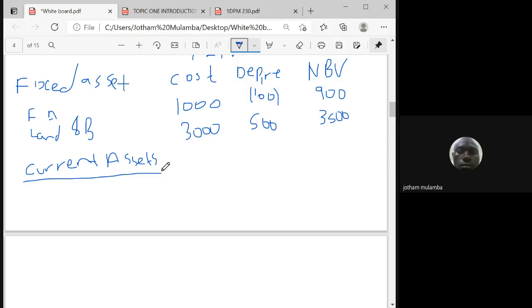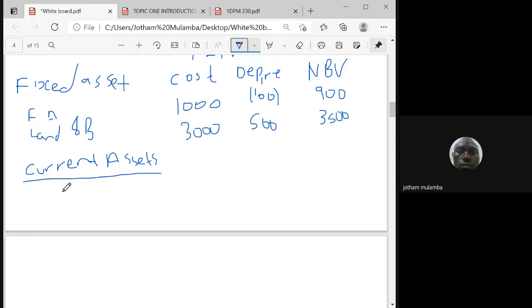Another one? Stock. Stock, very well. So stock is also a current asset, that when you buy stock, we anticipate that the moment we place it on the shelf, customers come and buy it off so that we clear it and we make profit. So that's also a current asset.